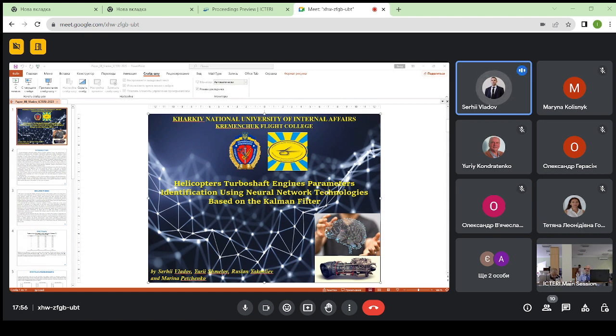In connection with the foregoing, the goal of the work is to improve the accuracy of helicopter turboshaft engine parameters identification by using neural network technologies, namely training the multidimensional Kalman filter at the output of the built-in mathematical dynamic model of identification, developed on the basis of the engine's dynamic and throttle characteristics, which make it possible to identify the parameters and simulate the operation of the engine in stationary and dynamic modes.